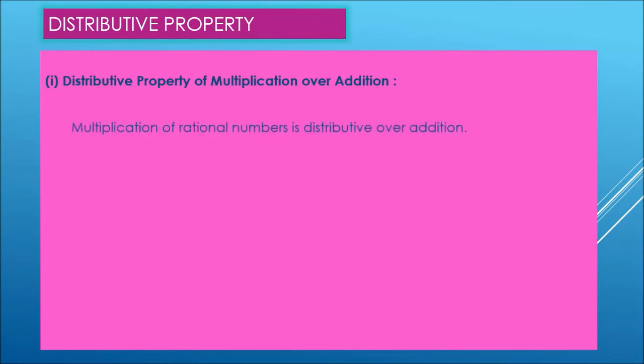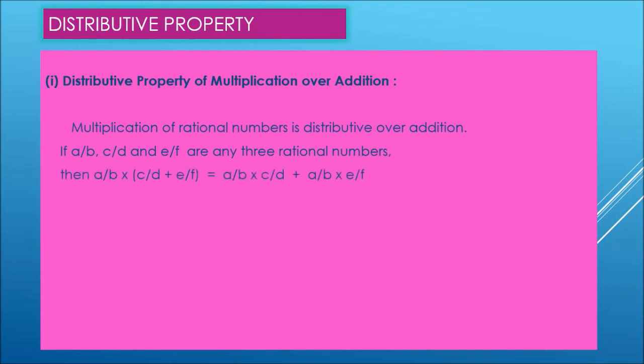Next, distributive property. We have two cases. First one, distributive property of multiplication over addition. Multiplication of rational numbers is distributive over addition. If A upon B, C upon D, and E upon F are any three rational numbers, then A upon B multiplied by C upon D plus E upon F is equal to A upon B multiplied by C upon D plus A upon B multiplied by E upon F.